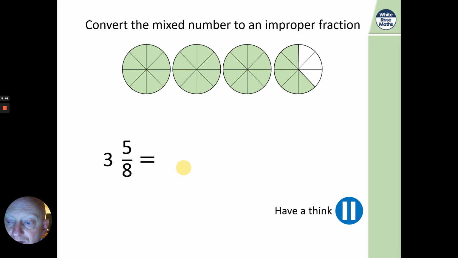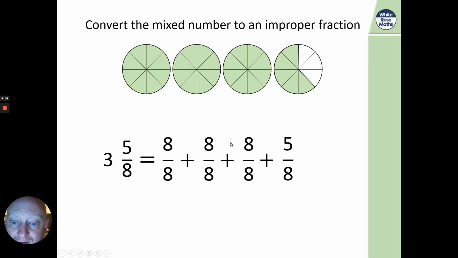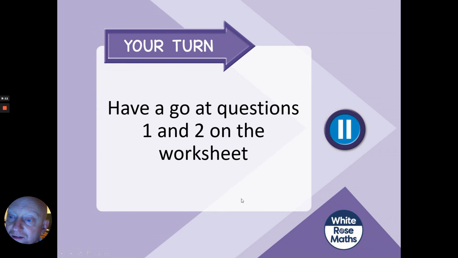Okay, did anyone get 29? Because I think that's what I got. I think the answer is 29/8. 8/8, add another 8/8, 8, 16, 24. Add 5/8 equals 29/8. Spot on. Doing well at this, aren't I?